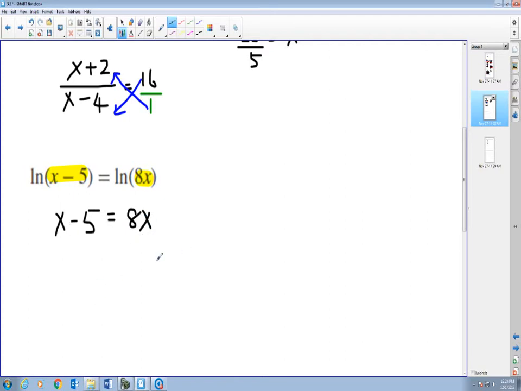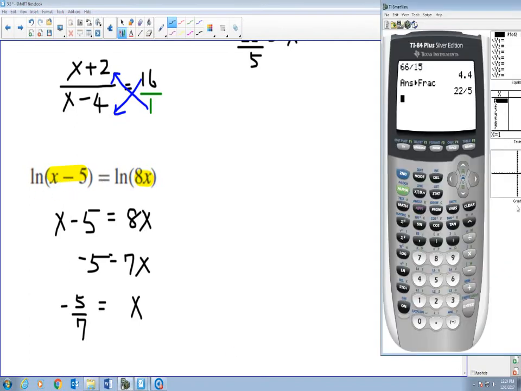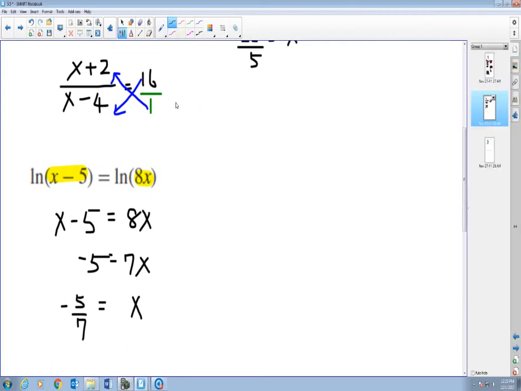Move this x over, so that gives me 7x equal to negative 5, and divide both sides by 7. My answer is x equals negative 5 over 7. Unfortunately, plugging in x as a negative would make me take a natural log, or any log, of a negative number, which, as I showed you before, is not a real number. So this cannot be my answer. For this problem, I have no solution.